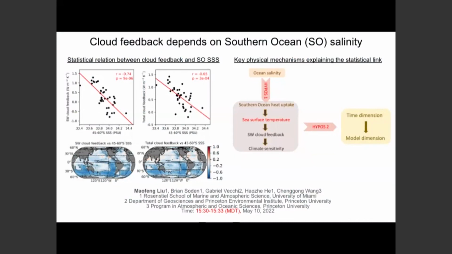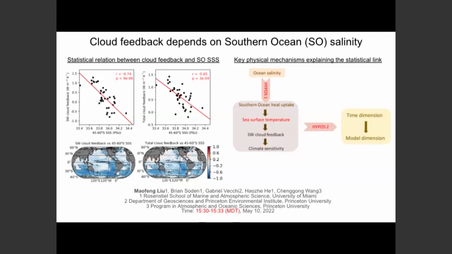What we do is really embrace the pattern effect perspective, and building on that, we really focused on incorporating the role of the ocean, especially the ocean salinity, and try to develop a more general framework. And we use this framework to help understand the intermodel spread in cloud feedback and also climate sensitivity from the CMIP6 coupled climate models.